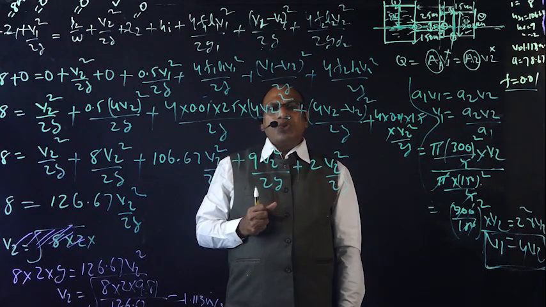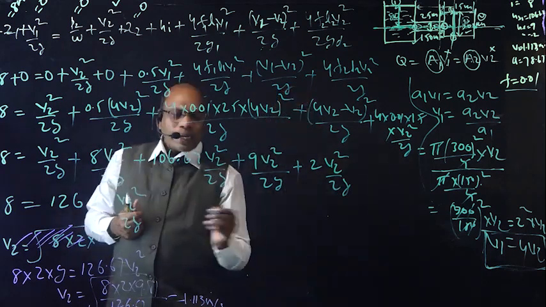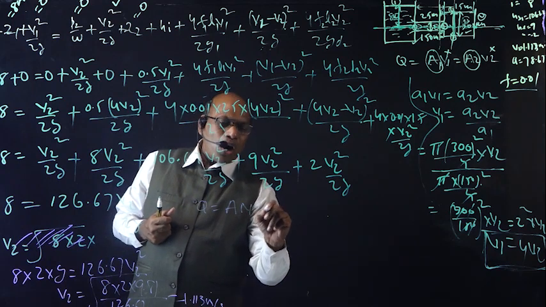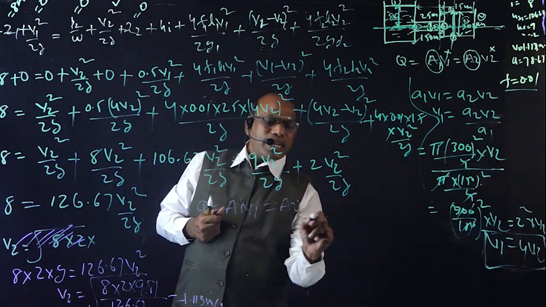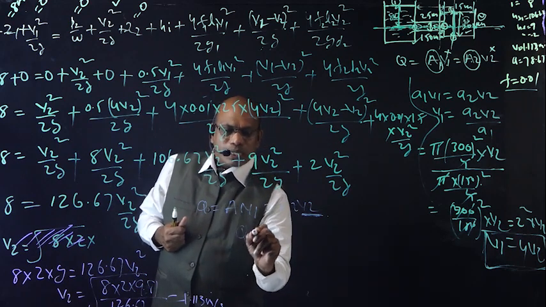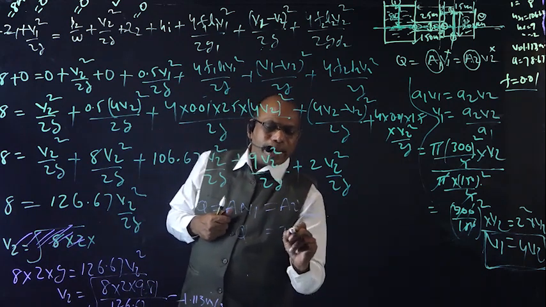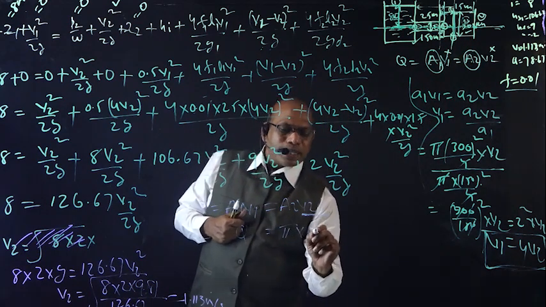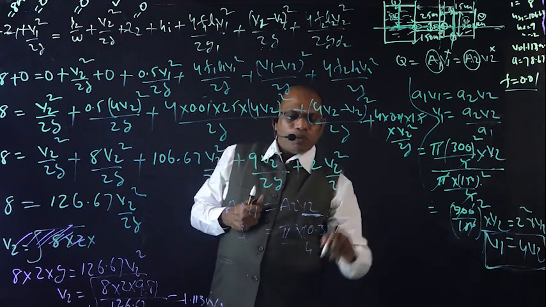Now we have determined the velocity of flow. Our ultimate aim is to determine the discharge flowing through pipe 1-1 or pipe 2-2. Both are the same. Discharge Q is equal to A1V1, or that is equal to A2V2. Now we have determined the velocity in the pipeline of 300 mm. Therefore, we are going to determine the discharge by using this velocity. What is the area at section 2-2? Pi into, what is the diameter? That is 300 mm, 0.3 meters, squared, divided by 4, into, what is the velocity?